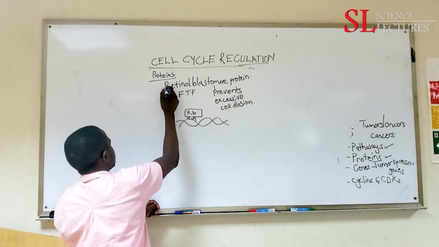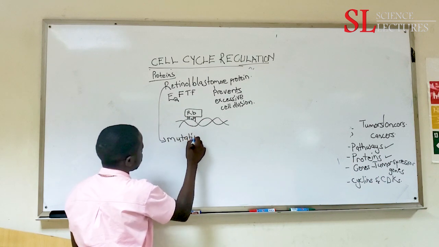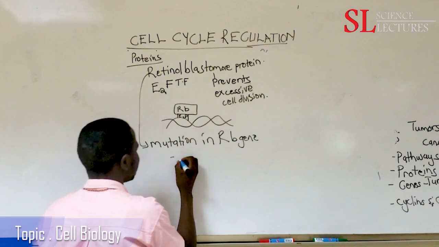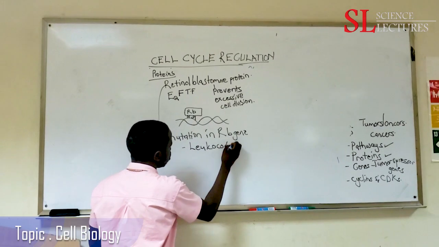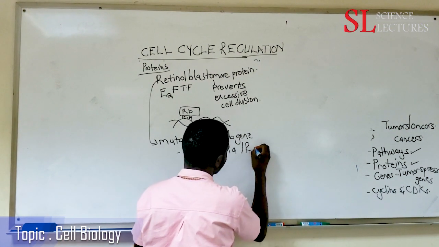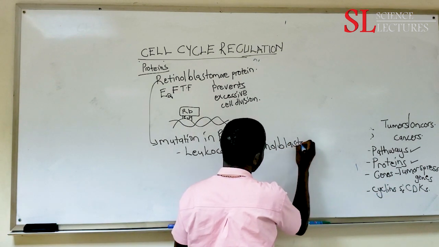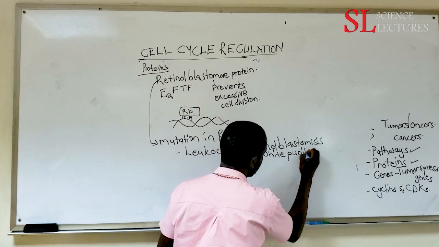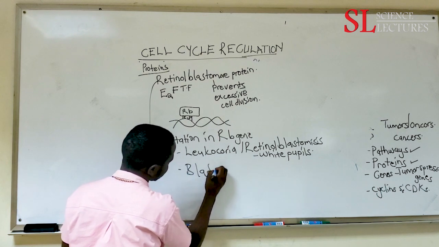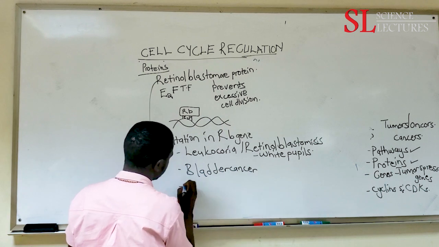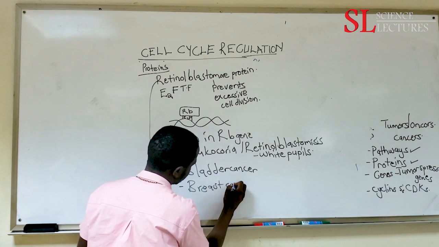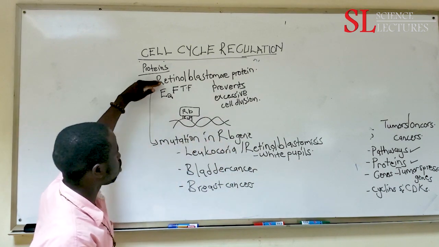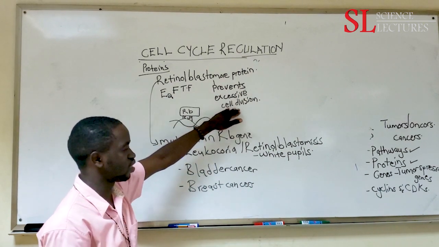This protein is very important, such that if you have any mutation in the RB gene, the retinoblastoma gene, it leads to the development of various cancers, things like leukocoria, or what they call retinoblastoma. This is when you have excessive white pupils within your eyes. It is also associated with bladder cancer, and also with breast cancer. So these are some of the conditions that you can develop whenever you have mutations within the RB gene, which is responsible for the manufacture of the retinoblastoma protein that prevents excessive cell division.